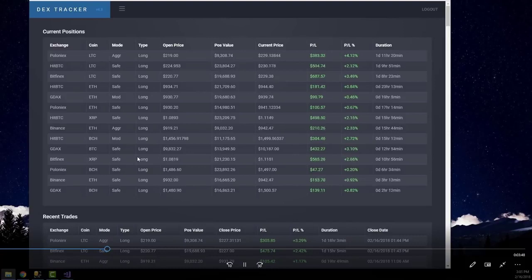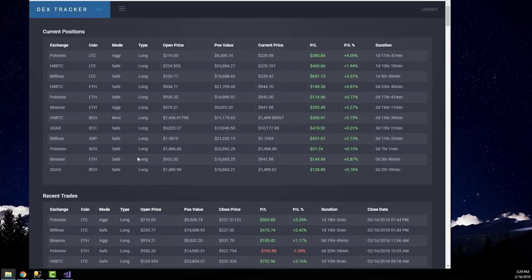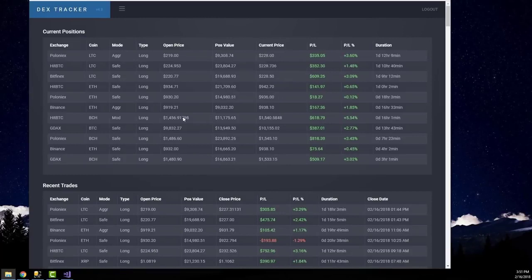And there's another layer of diversification that Dex uses. You can see that it's running positions on Binance, Bitfinex, HitBTC, GDAX, Poloniex, and it's also trading on different coins such as Bitcoin, Bitcoin Cash, Litecoin, Ethereum, and it's doing this all at the same time. So earlier this month, Binance went down for a few days for maintenance, and Dex was able to rely on these other exchanges that you see here to continue trading, as one of the many benefits of automation and diversification.